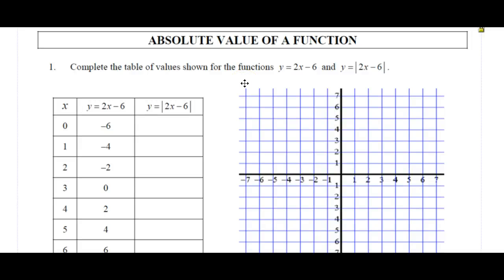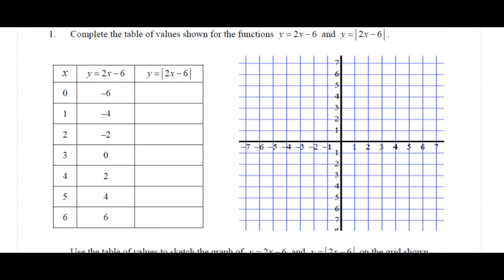Okay, absolute value of a function. So we've got the table of values for y equals 2x minus 6, which we know some stuff about, right? It's a line, it's a linear equation. It has a slope of 2. It has a y-intercept of negative 6. We honestly don't even need the table of values to graph it, but we have a table of values.